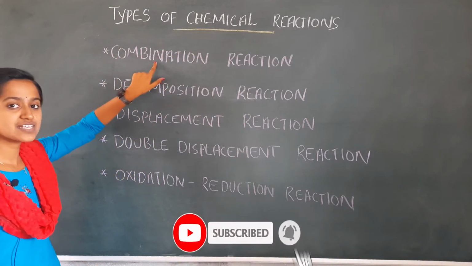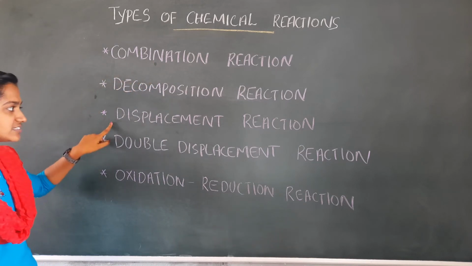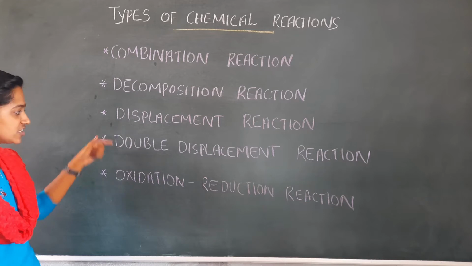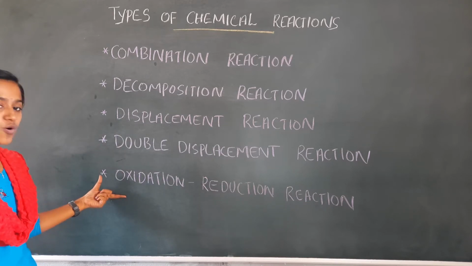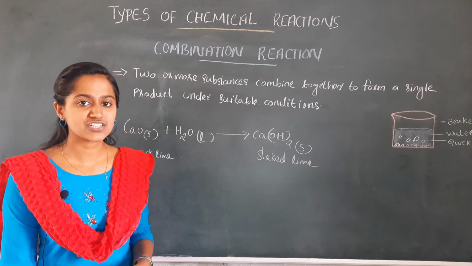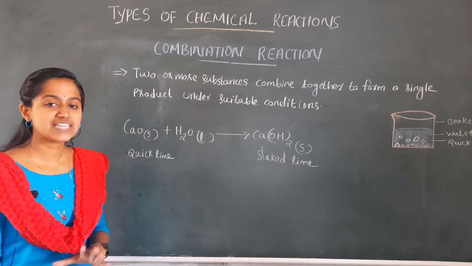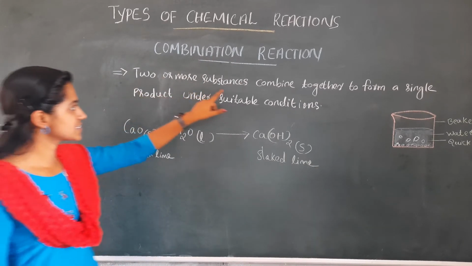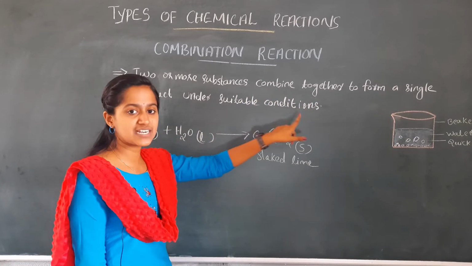The first one is combination reaction, second is decomposition reaction, third is displacement reaction, and fourth is double displacement reaction. The last one is oxidation reduction reaction. Let's move to the first type of chemical reaction, that is combination reaction. By definition, combination reaction means two or more substances combine together to form a single product under suitable condition.